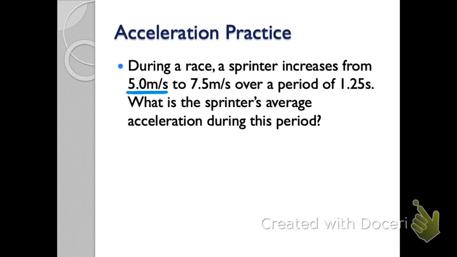Velocity, good, because it's meters per second. That's the unit for velocity. And is it my initial velocity or my final velocity? Initial, right? Because it tells me I go from 5 to 7.5. So what I'm going to do is make my list. VI equals 5, VF equals 7.5, and then what other variable do I have?